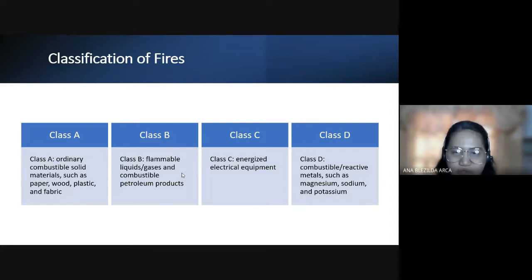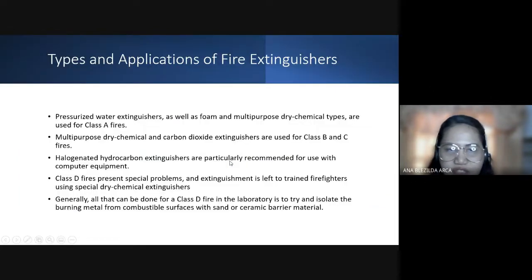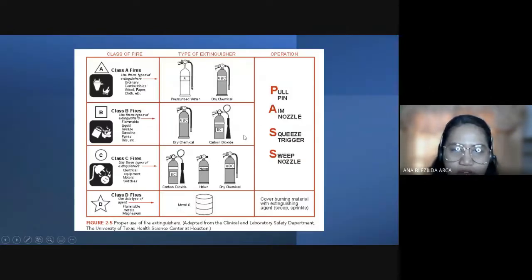Kapag nakita mo ang nasusunog, yung mga makina, Class C yan, 'di ba? Class C fire yan. So, ano gagamitin mo fire extinguisher? Ito, this one, the carbon dioxide, the halon, or the dry chemical, 'di ba? Ano ba yung common kasi na meron sa laboratory? Actually, ang pinaka-common is the dry chemical na fire extinguisher. Yung pula, yan. Ito talaga yung pinaka-common.